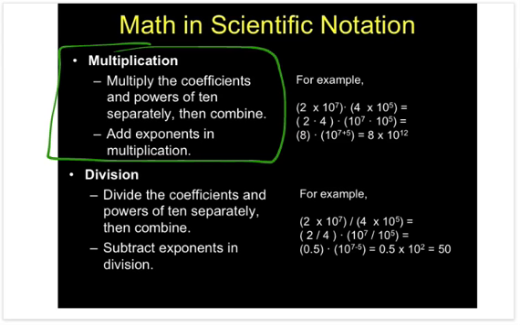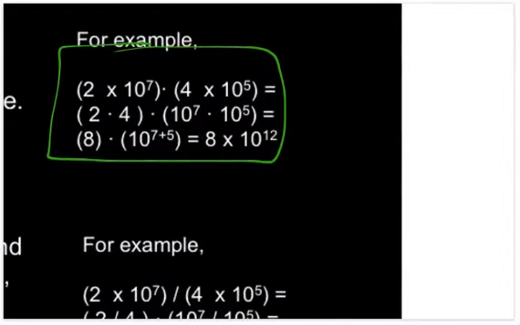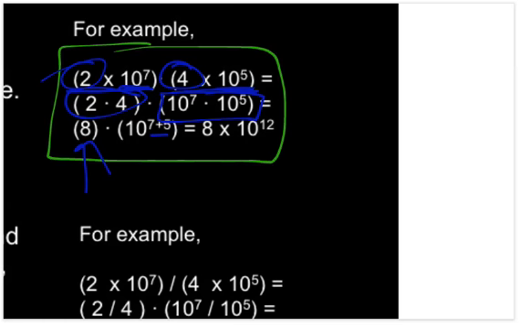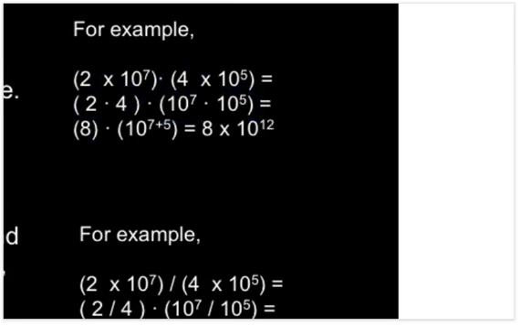So if I zoom in on this problem here, notice what they're doing. We have 2 times 10 to the 7th times 4 times 10 to the 5th. What we can do is break that up and multiply the numbers in front by themselves. 2 times 4 is 8. And then we add the value of the exponents. So if we have 10 to the 7th times 10 to the 5th, in multiplication we add the exponents. So 7 plus 5 is 12. So that ends up being a really, really easy calculation.